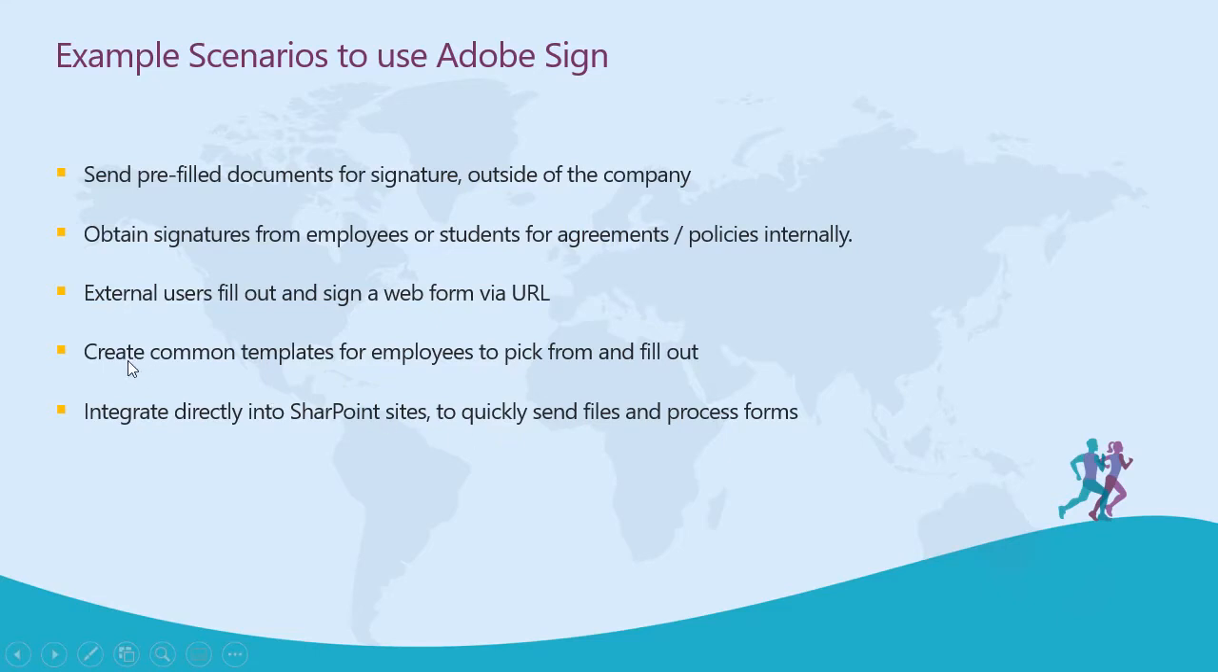And then you can create common templates for employees to pick from and fill out. So think about company policies that people have to sign all the time, just big long agreements, NDAs maybe, that people have to sign. You have this interface in there. Right when you click to start sending an agreement, you can pick from existing templates. It's like a library of templates that you have created for your company. You can create them for certain groups of people, and it's even got some built-in ones like W-9s. And this can also integrate directly into SharePoint sites.